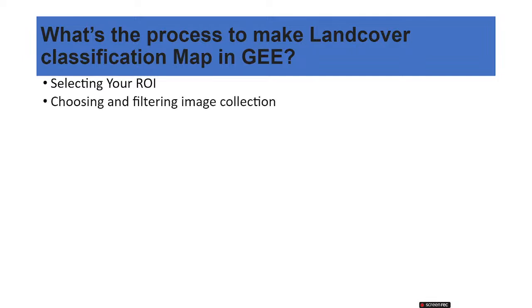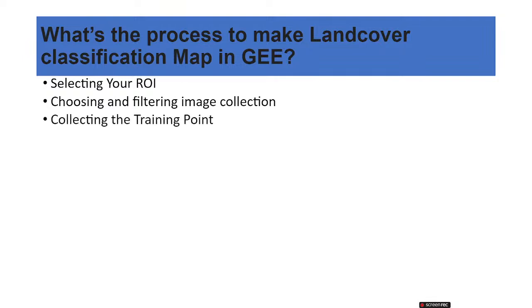Then the second step is that you have to choose and filter the image collection. Suppose you choose the image for Landsat and then filter this image collection. How can you easily filter this image collection? We already covered the part for Landsat or Sentinel, how we can filter and get the satellite images. So this is our second step. When you want to perform land use land cover classification, you have to choose and filter your image collection. If you want, you can work with Landsat, and you can also work with Sentinel, and both processes are the same.